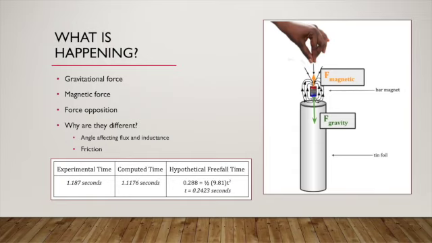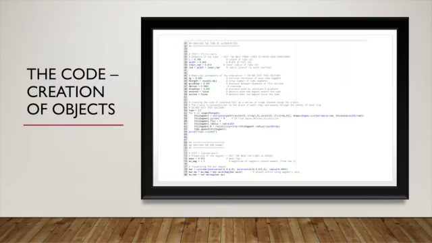Some things that could lengthen the time would be the angle it was dropped at, which could in turn affect the flux and the inductance, and the friction from the inside of the tube. In our code, we will start with the physical attributes such as the mass and dimensions, as well as the initializing of various constants. We also create our foil rule and rings to make our calculations simpler.